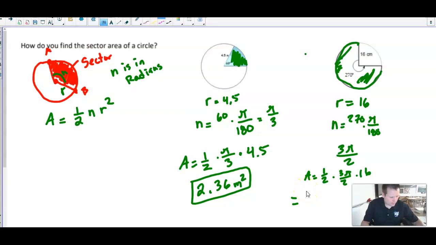Let's see here. And when I do that, I end up getting 37.7. And that would be centimeters squared is what I'd end up with for that one as well. Okay, so that's what we're looking for there. I'm looking for those areas. Hopefully that's not too foreign for you on that one.